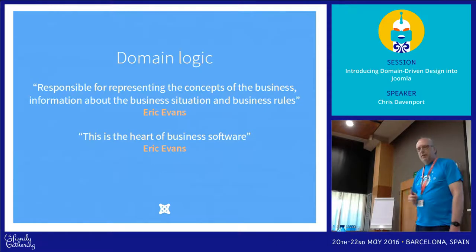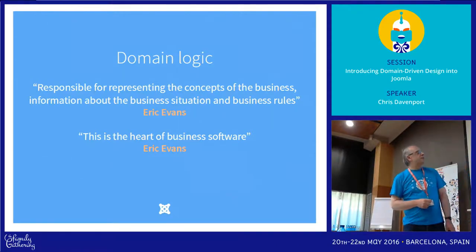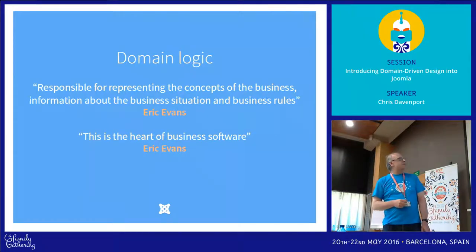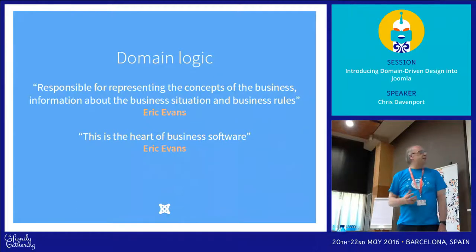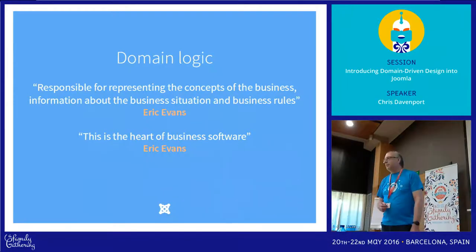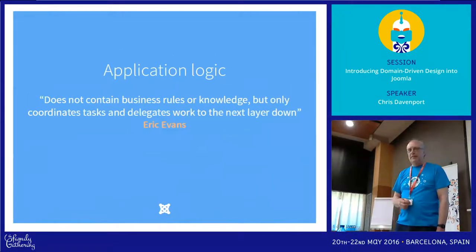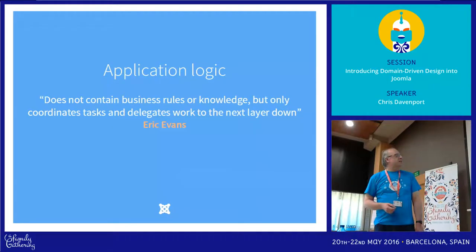So Evans himself, this is how he describes the difference. Domain logic is responsible for representing the concepts of the business, information about the business situation, and business rules. And he describes it as being the heart of business software. So that's the stuff we really care about. Then application logic contains business rules and knowledge, but only coordinates tasks and delegates work to the next layer down.